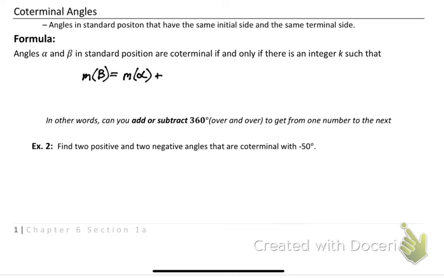Plus some rotations. They have to equal the same, except the only difference is I might add 360 or subtract 360 over and over. So that's plus k times 360 degrees, where k has to be an integer. What I mean by has to be an integer is it has to be full turns. It has to be a complete 360 turn. It could be 5 times, and it's still coterminal as long as it's a full 360 degree turn.